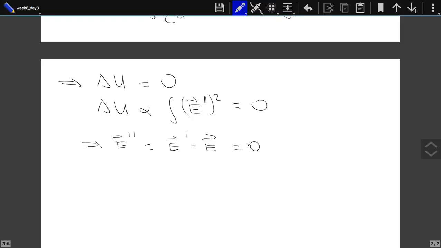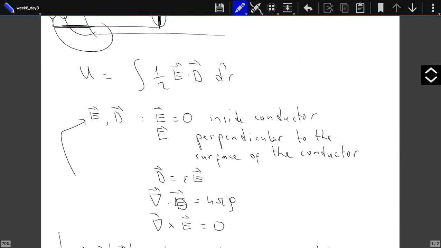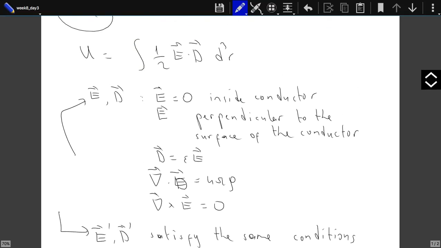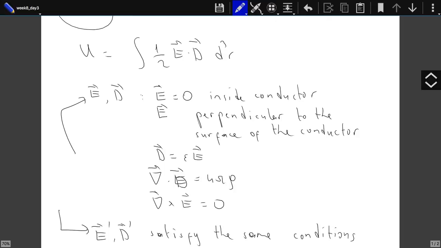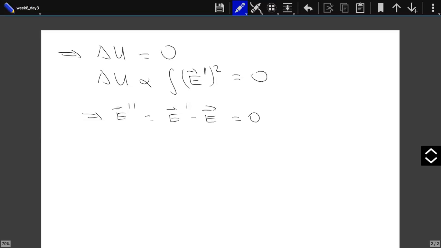The thing that we haven't proved is that another distribution has larger energy. Yes, because if you impose these conditions, there is just a single one. But what you can do is relax some of the conditions. For example, you can take E prime and D prime.